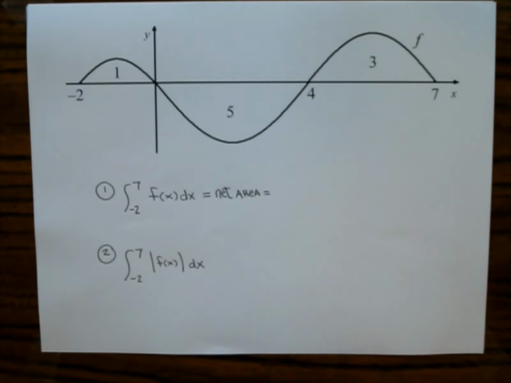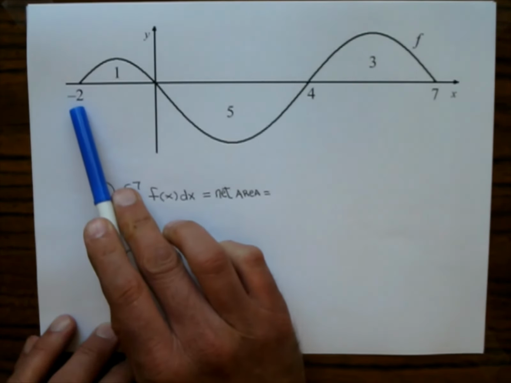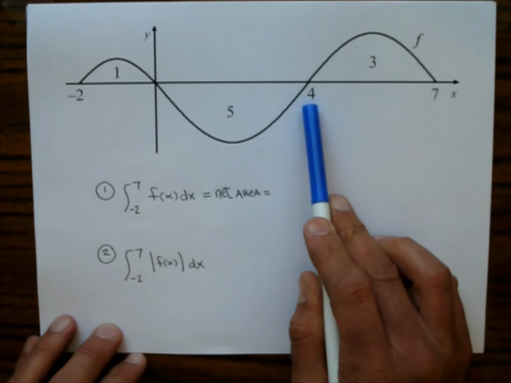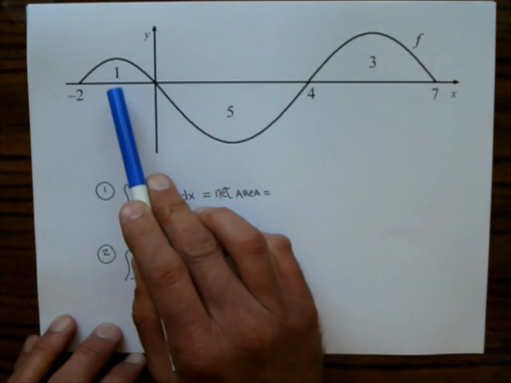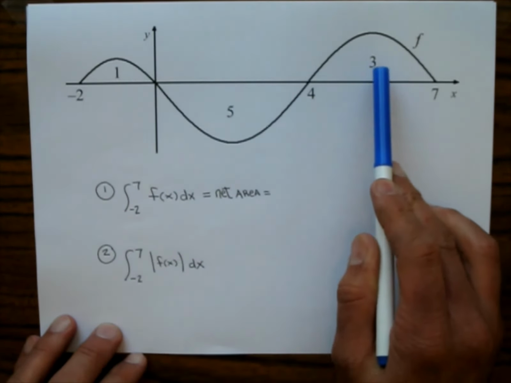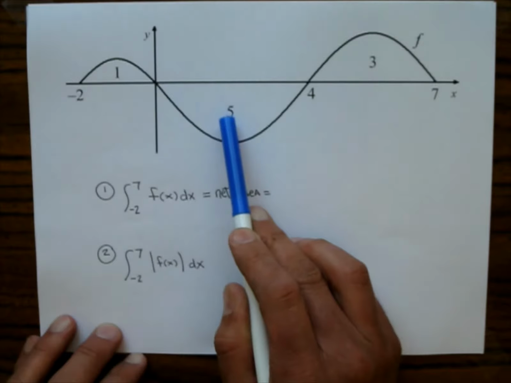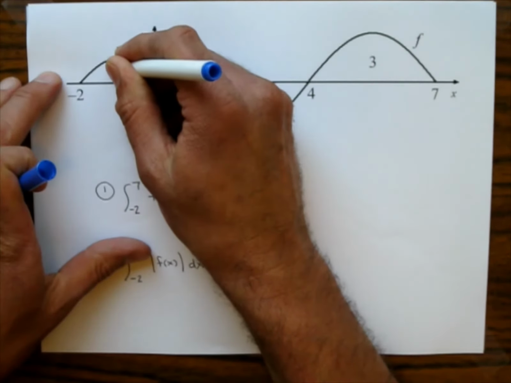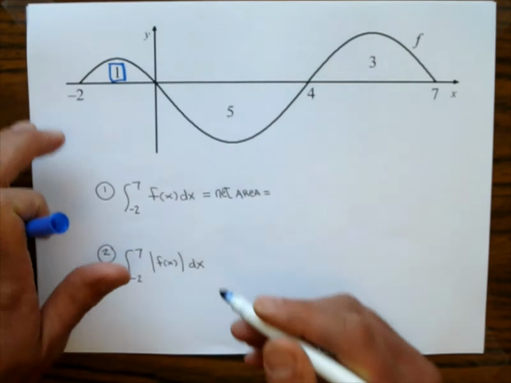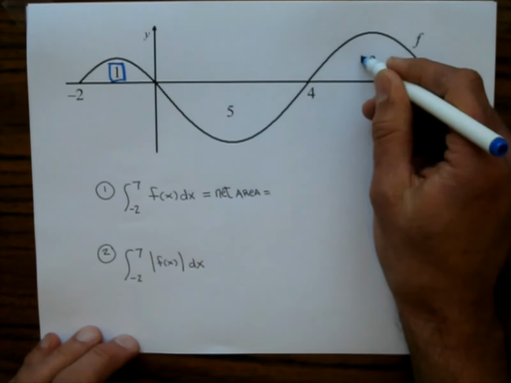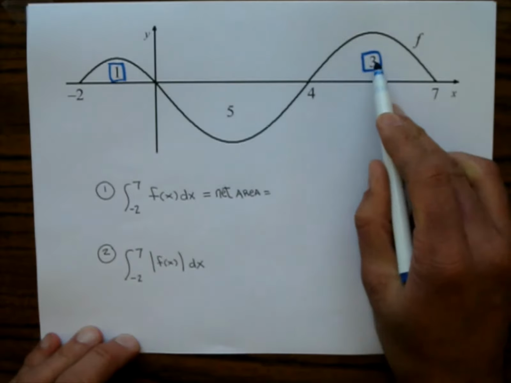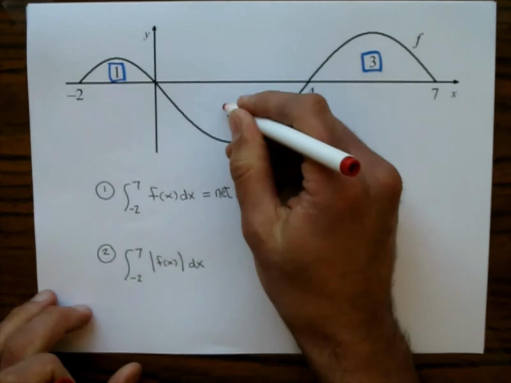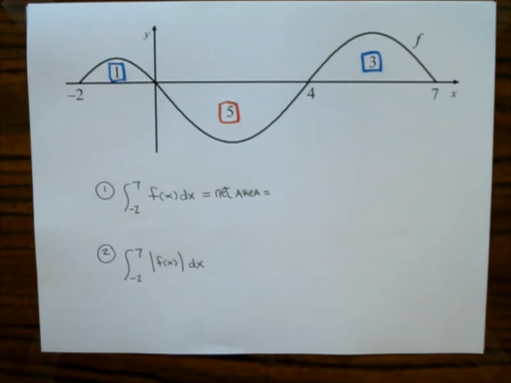Okay, so let me explain the graph. Those are points on the x-axis: -2, 0, 4, and 7. These numbers happen to be the areas either above the curve or below the curve bounded by the x-axis. Since this one's above the x-axis, I'll circle that in blue, and same with the 3, so this one has an area of 3 here. Below the x-axis, we have an area of 5.